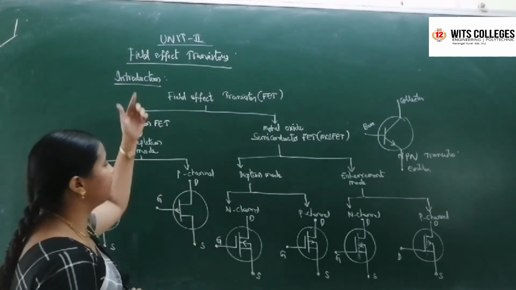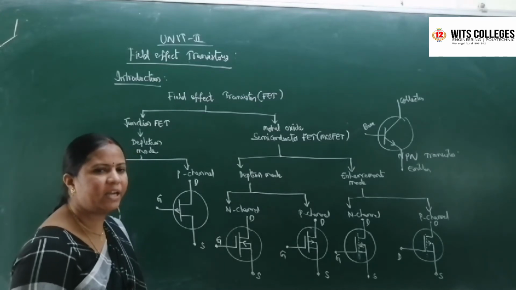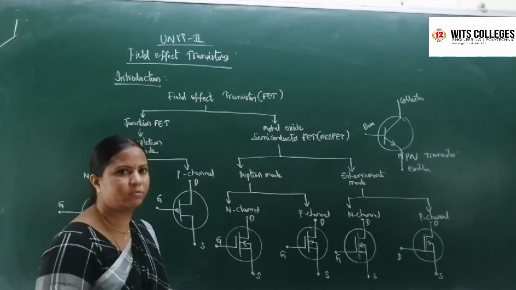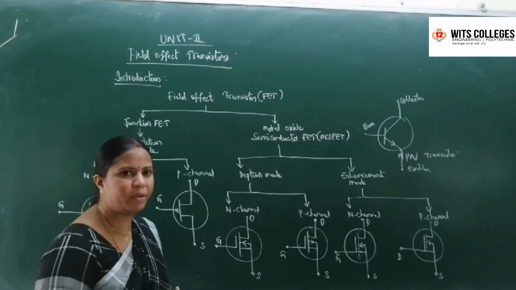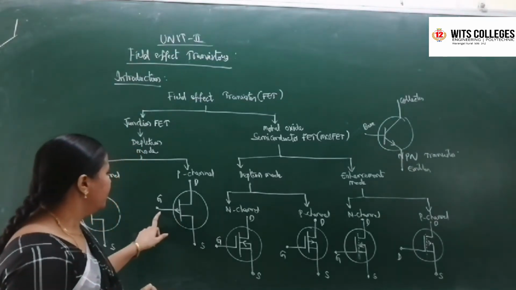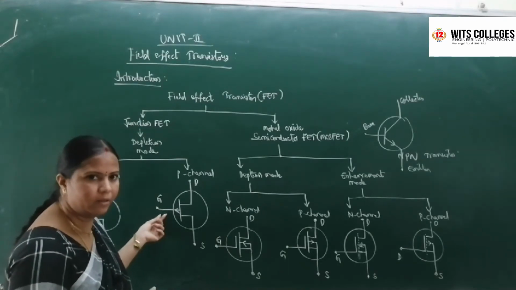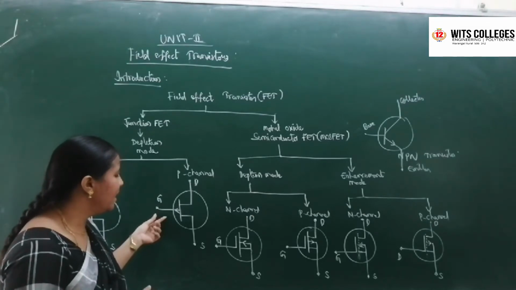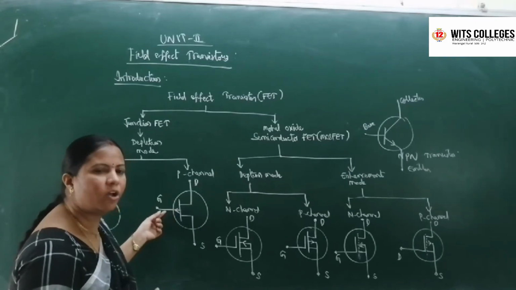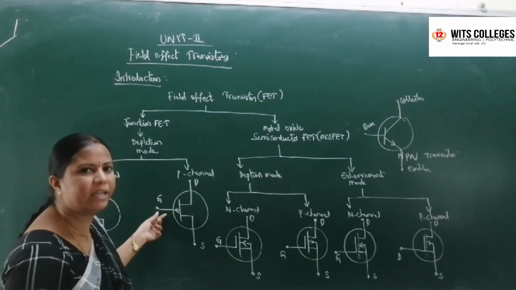Why do we name this the field effect transistor? Here, the current conduction takes place by only one type of charge carrier, either holes or electrons. That's why field effect transistors are named unipolar devices. The current conduction takes place by applying an electric field on the gate terminal. Current flows from source to drain depending on the voltage applied at the gate terminal, that is, the biasing or electric field applied at the gate.